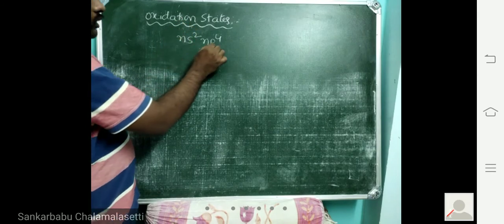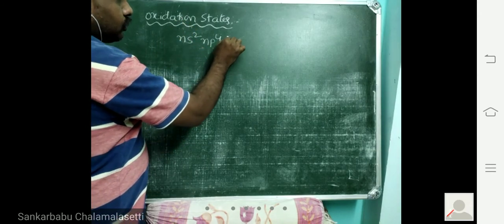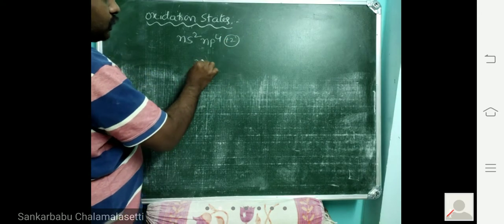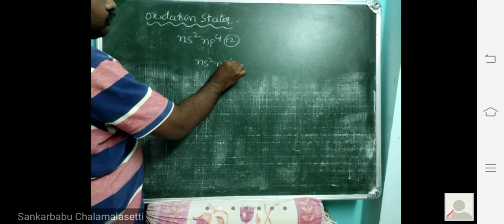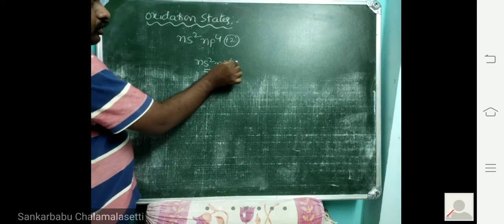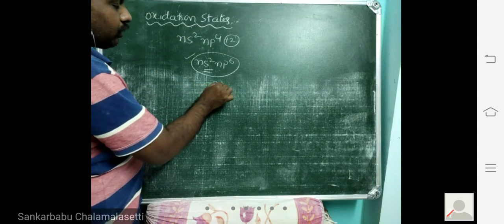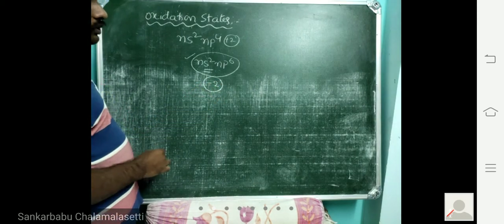The general electronic configuration for this group of elements is ns2 np4. So all these elements need two electrons to get the octet configuration. If they gain two electrons, then they will get octet configuration and are stable. Because of that, all these elements have the ability to gain two electrons. When they gain two electrons, the oxidation state is -2.